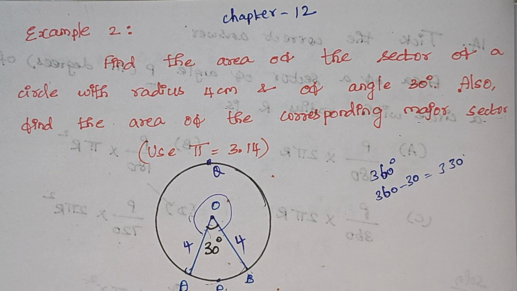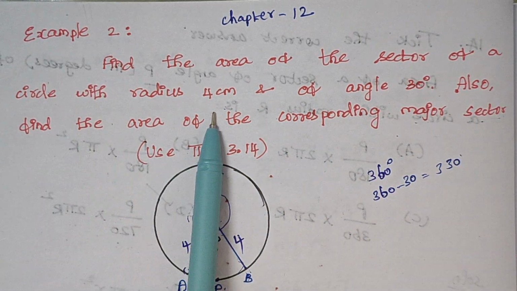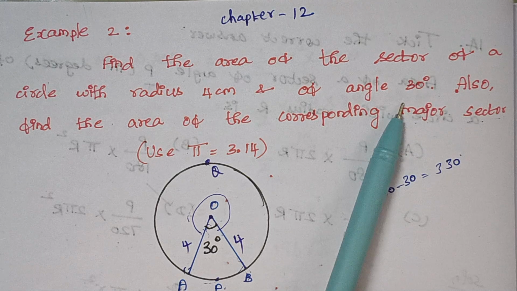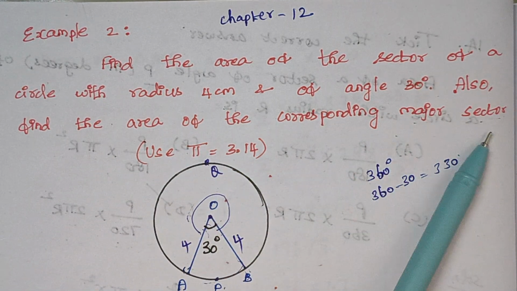Today we are going to solve example problems 2 and 3 in chapter 12. The problem is: find the area of the sector of a circle with radius 4 cm and of angle 30 degrees. Also find the area of the corresponding major sector.